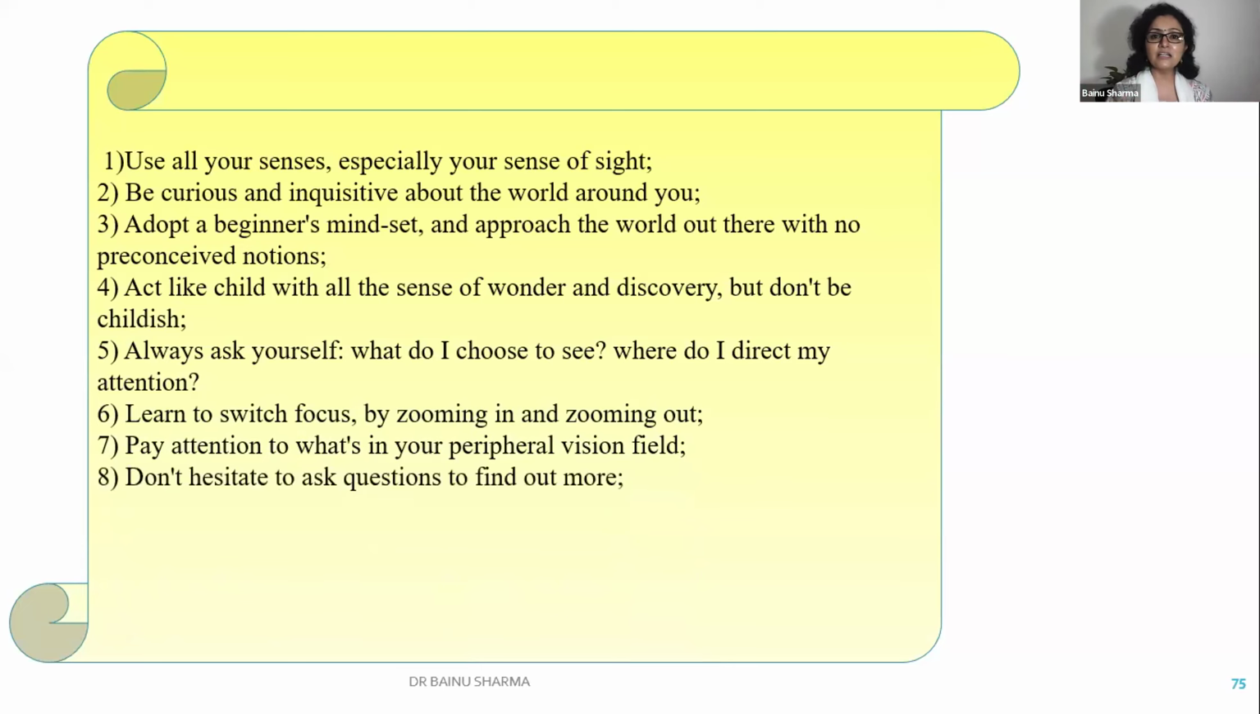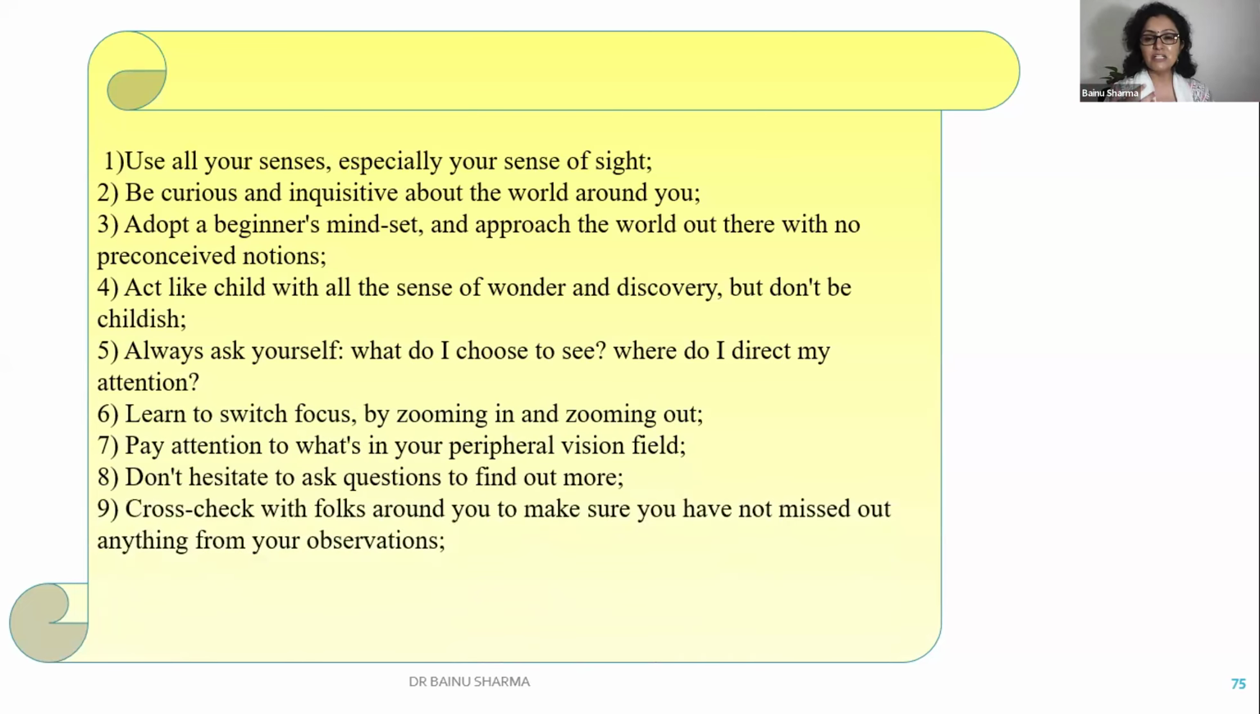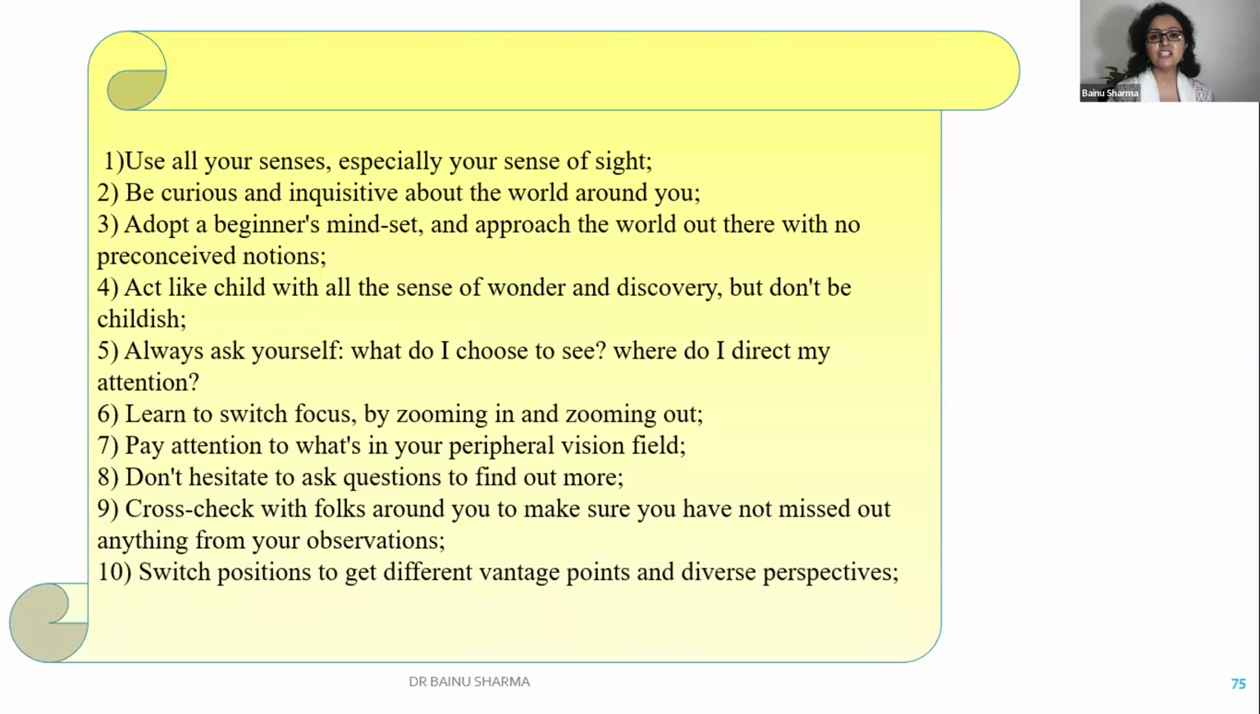And whenever you are in a setup where you are into a question-answer session, please do not hesitate to ask more and more questions. Do not be timid in asking about your doubts. Because if you stop your curiosity, it means you're not quite observant about your surroundings. You've not observed that phenomenon happening around you. Cross-check with your friends about whatever you've missed. Check it again, and switch your positions. Maybe you will learn something new from somebody else's perspective. Maybe you'll get a different vantage from different points, different perspectives.